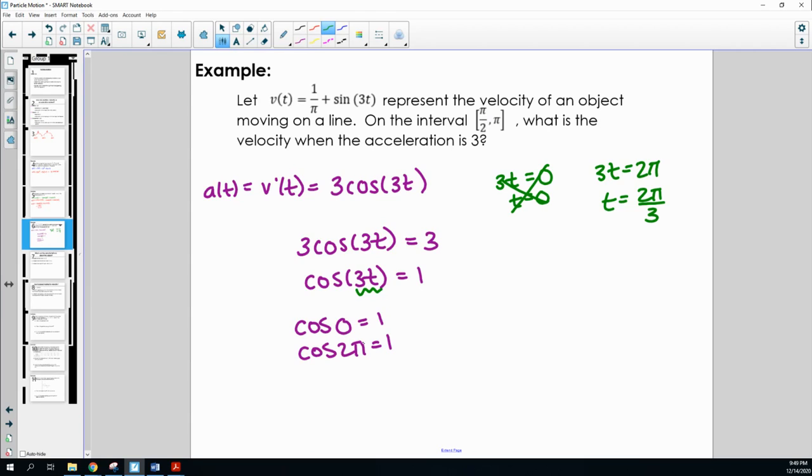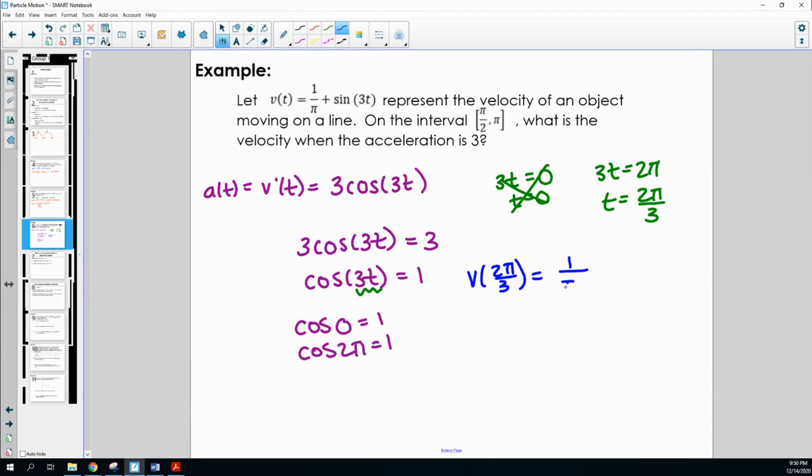If I try to go for another iteration, let's say 4 pi, sorry, 4 pi over 3, that is outside my interval. So the only t that's going to work here is this 2 pi over 3. So this is the t value that gives me an acceleration of 3. So now I want to find the velocity at that. So I'm going to do velocity at 2 pi over 3. I'm going to plug that into the velocity function.